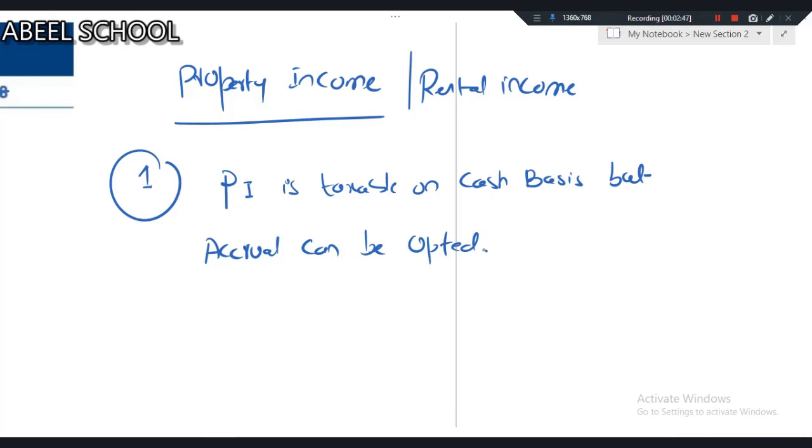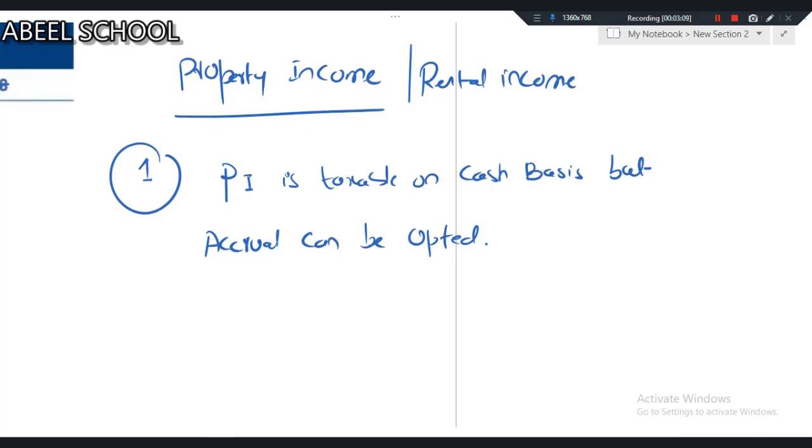After maybe 5 or 10 minutes, we'll be doing one question. We'll do that one question two ways, cash basis and accrual basis. Then automatically you will get a really good idea about the differences between cash and accrual basis. But right now, you just need to know one thing: property income is normally taxable on cash basis, but accrual basis can be opted. Another point.